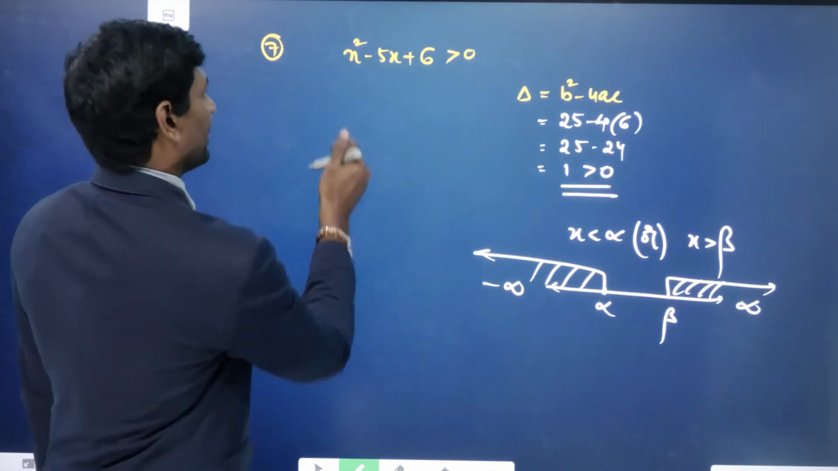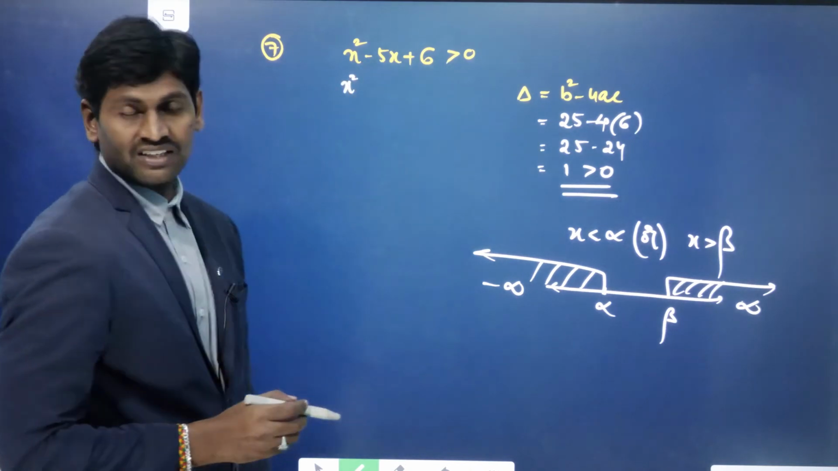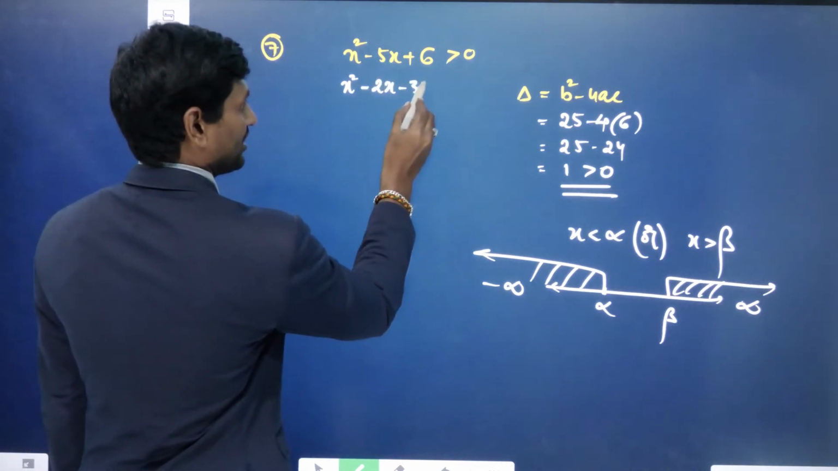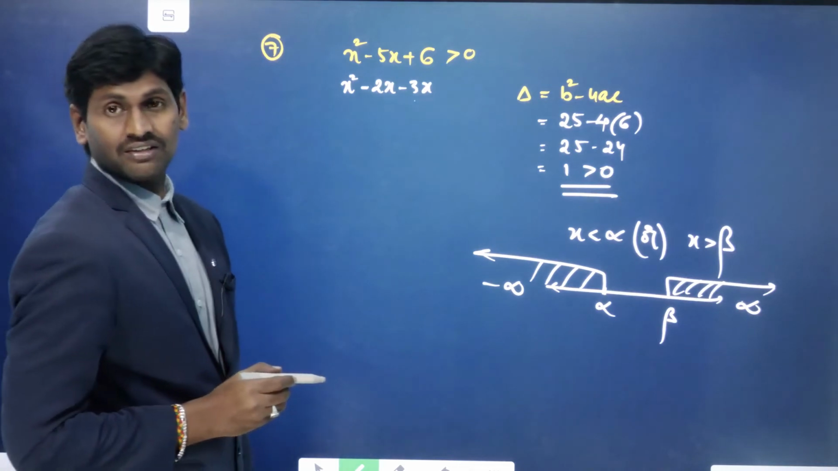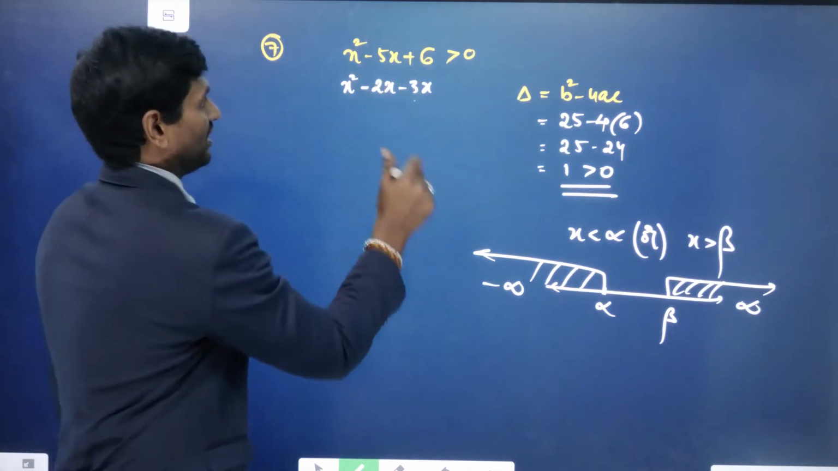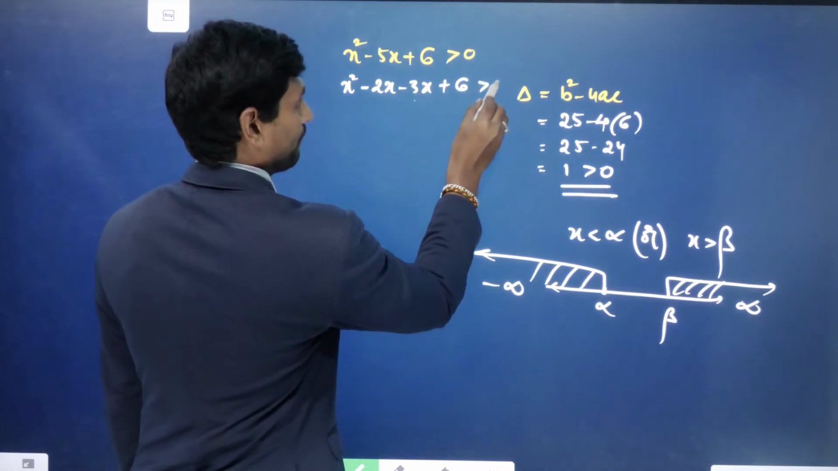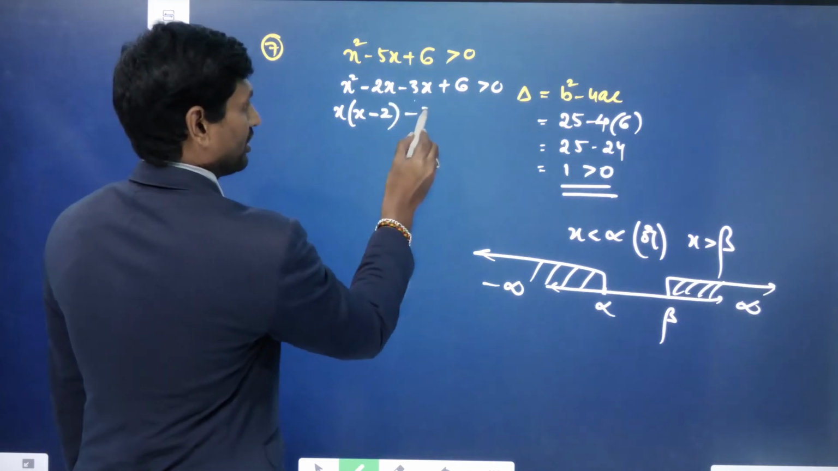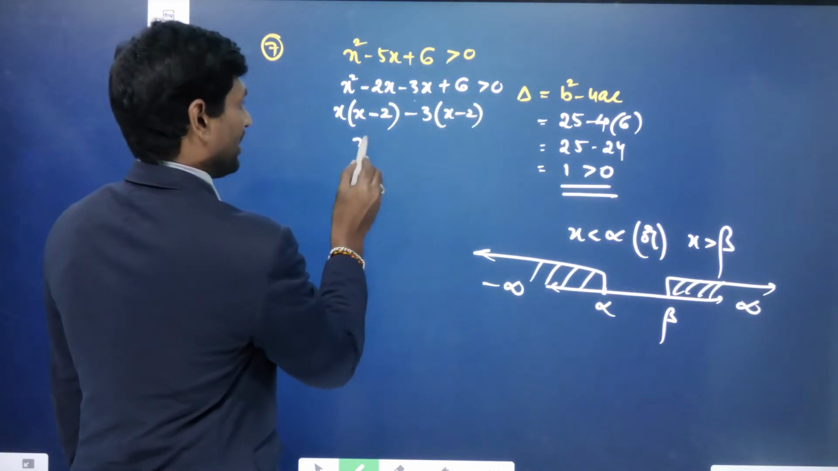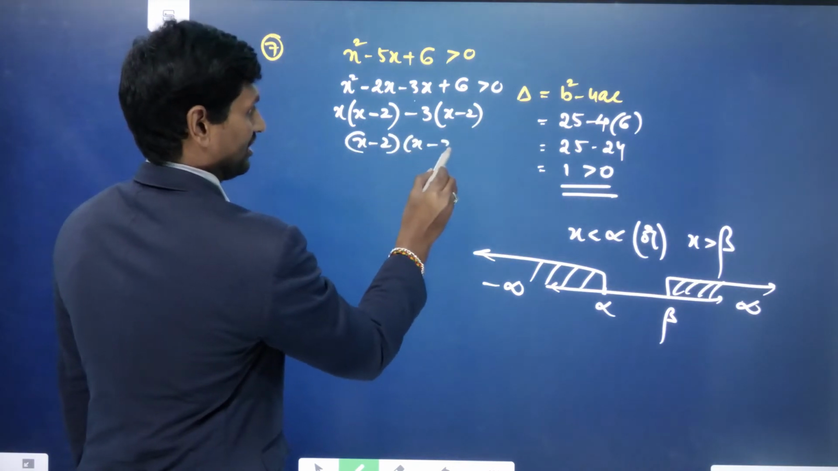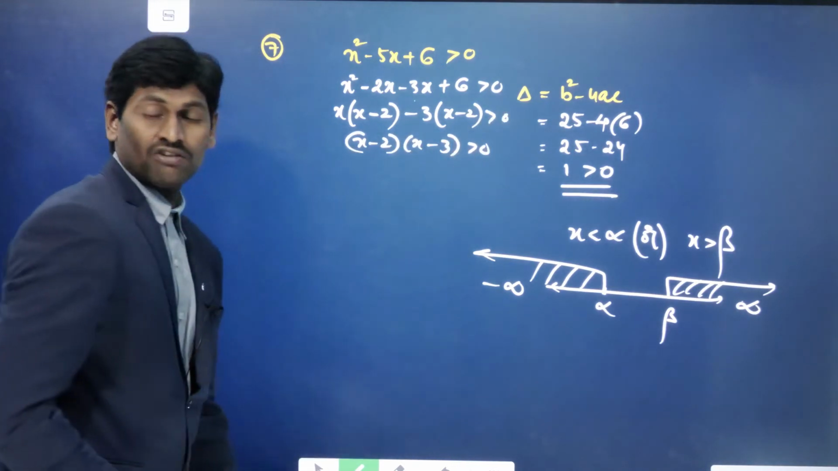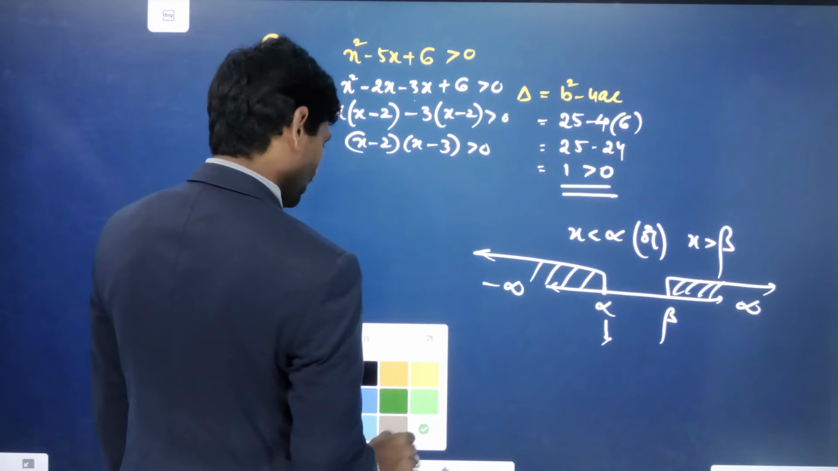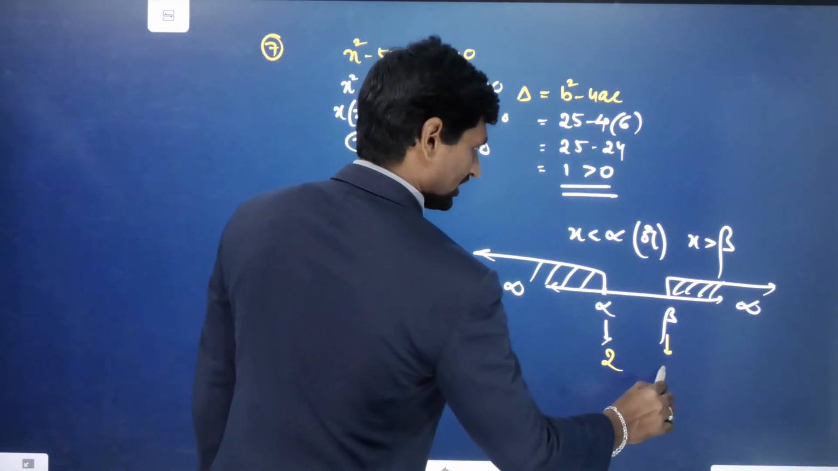Before that, let us factorize. 6 factors: 2 and 3 are 6, both we can take negative. x square minus 2x minus 3x, that is minus 5x, and 2 times 3 is 6. Yes, it is exactly sufficient. Now substitute, x common: x minus 2 here, minus 3 common, x minus 2. Simply x minus 2 into x minus 3 greater than 0. That means it is in the form of x minus alpha, x minus beta. Alpha value is 2 and beta value is 3.